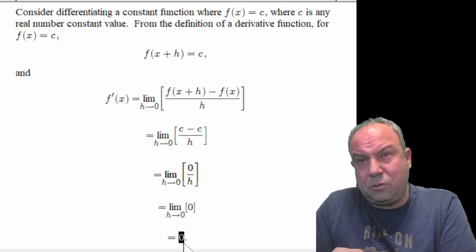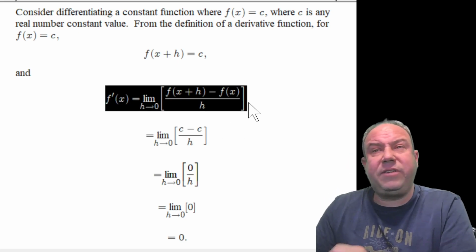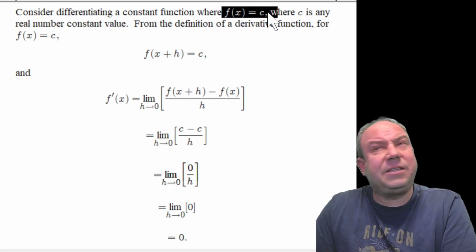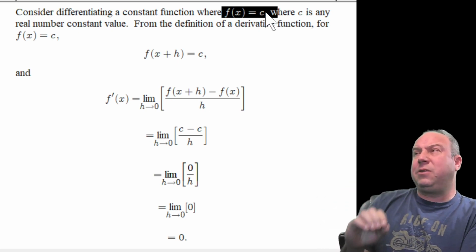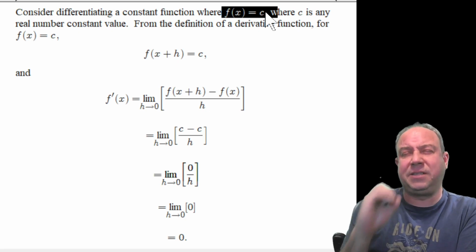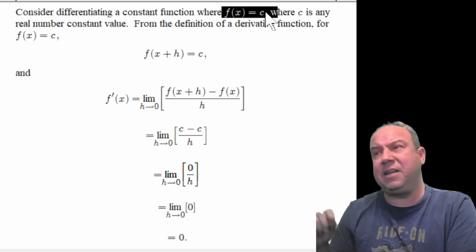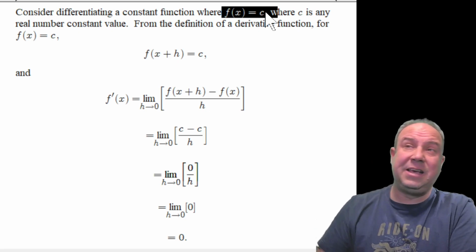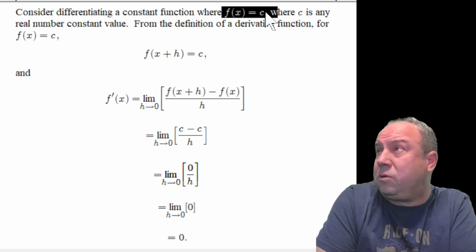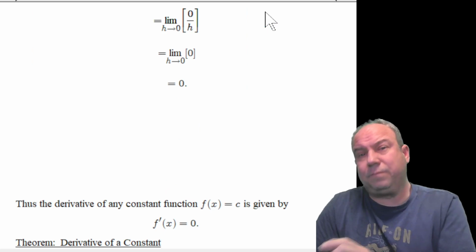And what we've just shown using this definition of the derivative function is that if I have any constant function, its derivative will always equal the value of 0. The derivative of any constant is equal to 0. The derivative of 5 is equal to 0. The derivative of negative 3.1786 is equal to 0. The derivative of the square root of 2 is equal to 0. The derivative of any constant is equal to 0.